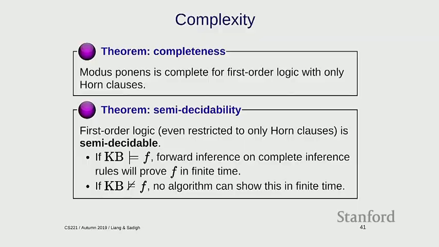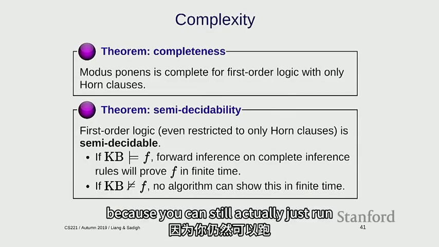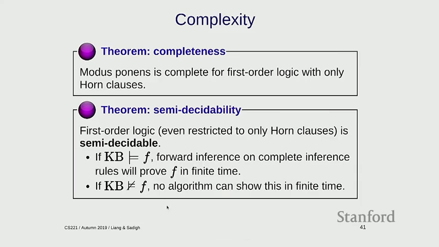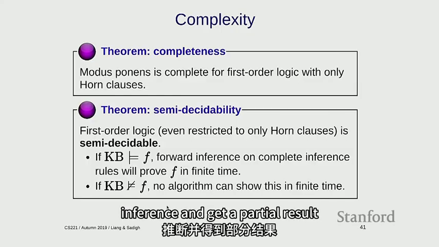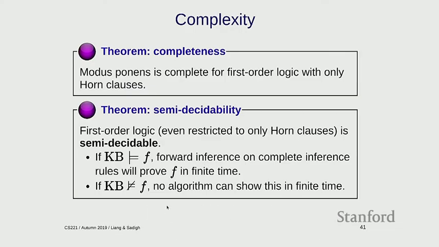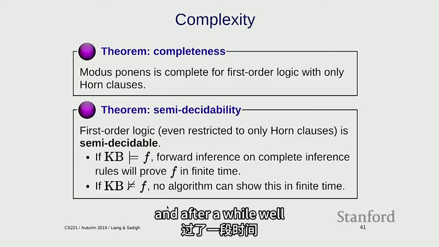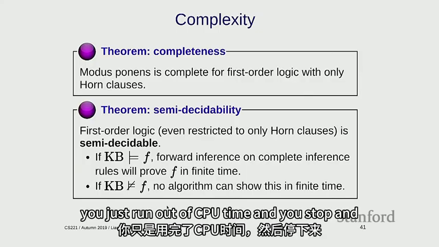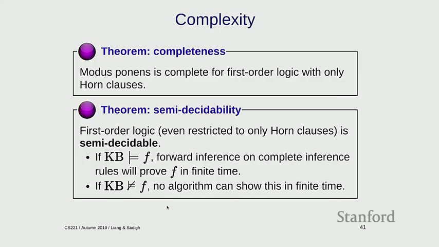But it's not the end of the world because you can still just run inference and get a partial result. So you might succeed, in which case you know for sure, because it's sound, that f is entailed. And after a while, you just run out of CPU time and you stop, and then you say, I don't know.